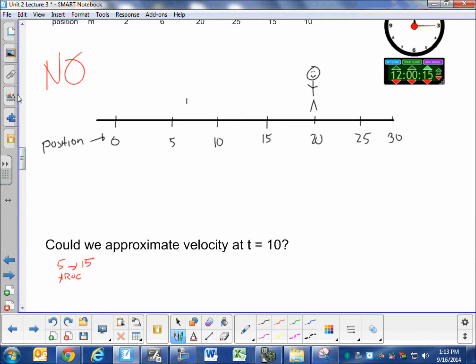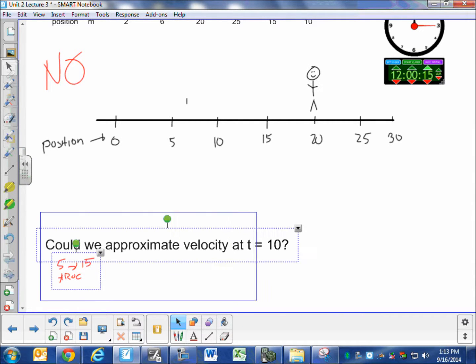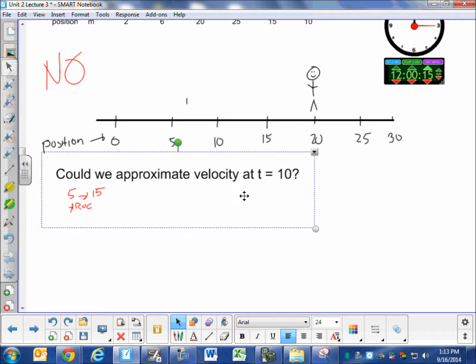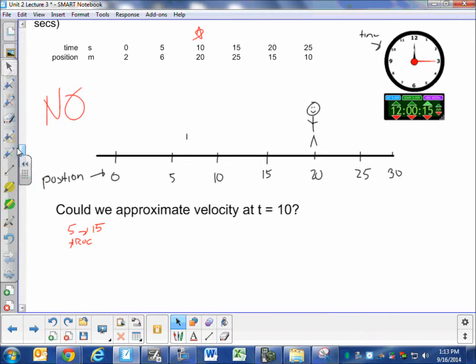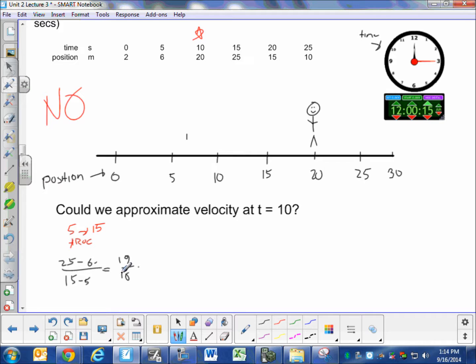That would be, let's move this up just so I can see, (25 minus 20) over 15 minus... 25 minus 6, over 15 minus 5. That is 19 over 10. That would be meters per second. Sweet. So that would be decent, but that's kind of a long time frame from 5 to 15 seconds.